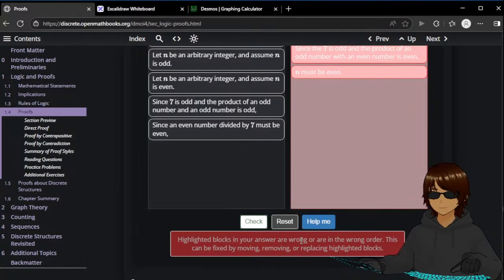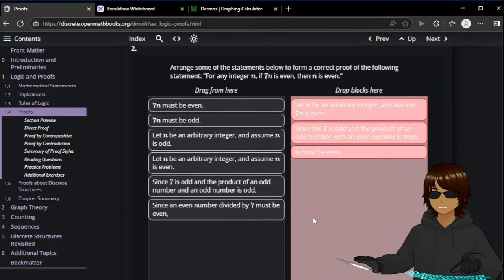Highlighted blocks in your answers are wrong or in the wrong order. Let n be an arbitrary integer and assume 7n is even. Since 7 is odd and the product of an odd number with an odd number is odd.